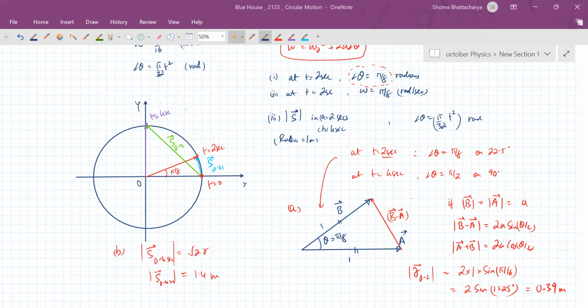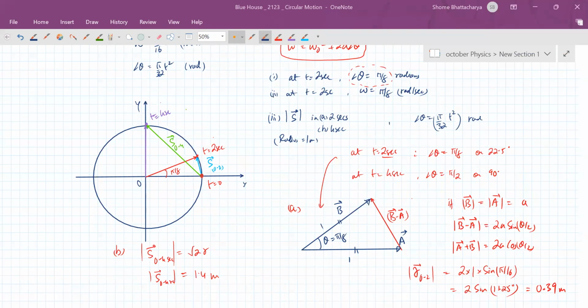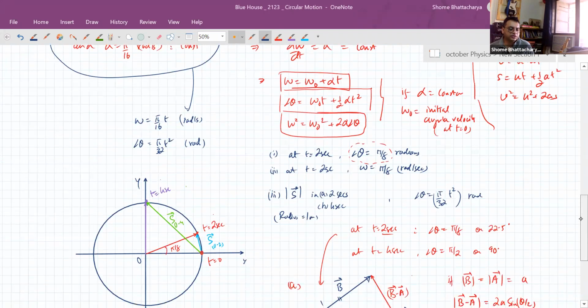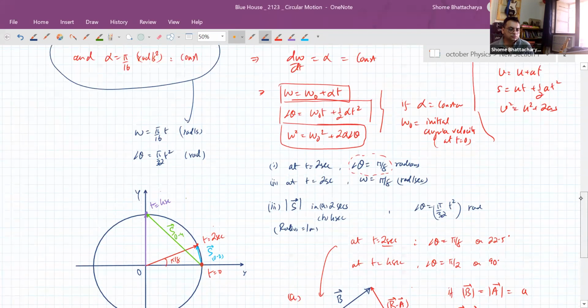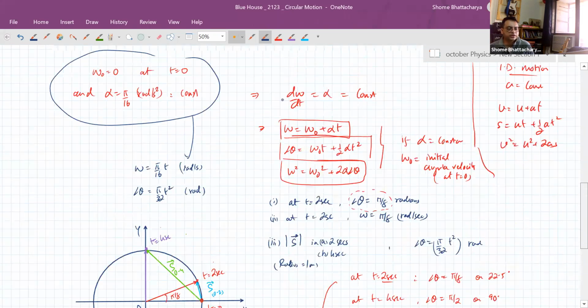What was the fourth question again? Sorry, come again. Fourth one. Fourth question, yeah. For the fourth question, we have to find the linear velocity, that is V. Yeah, we have to find V at 2 seconds.